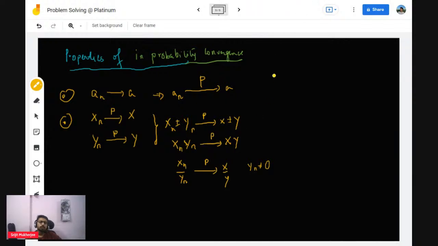Yeah, I think these are the only properties that are needed. Nothing more is needed as of now. If you can use these properties, it's done. You can only use these properties. These are the only properties that are okay.